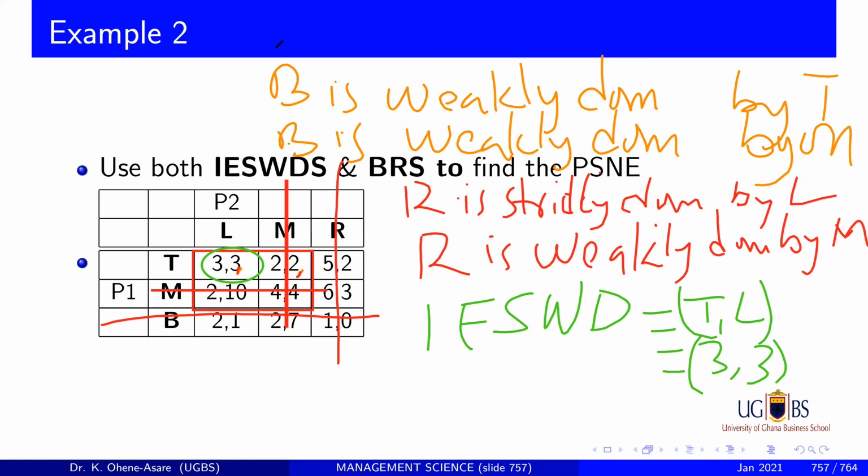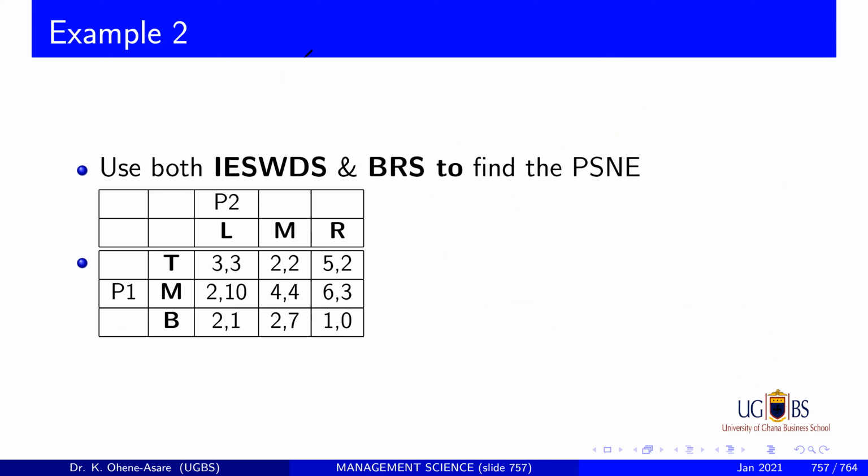I know that iterative elimination can be somehow a little bit tricky. But we're going to cancel all of this and use the best response as well. So let's see. Best response. That one is very smooth.